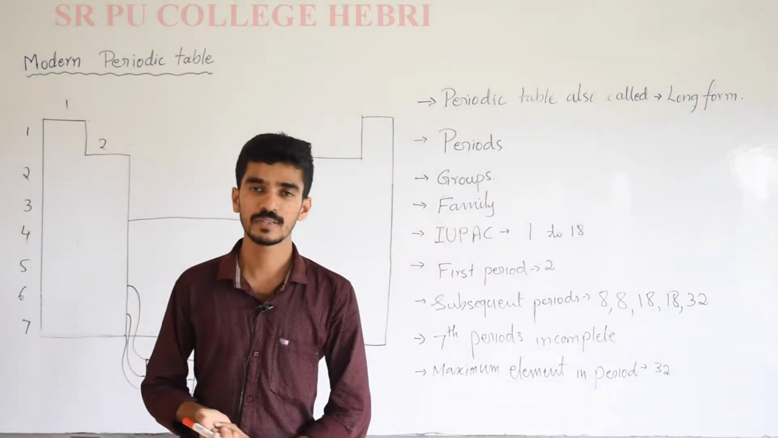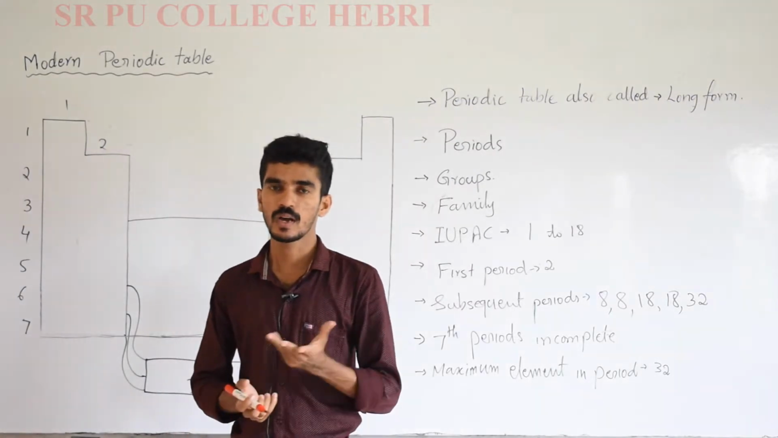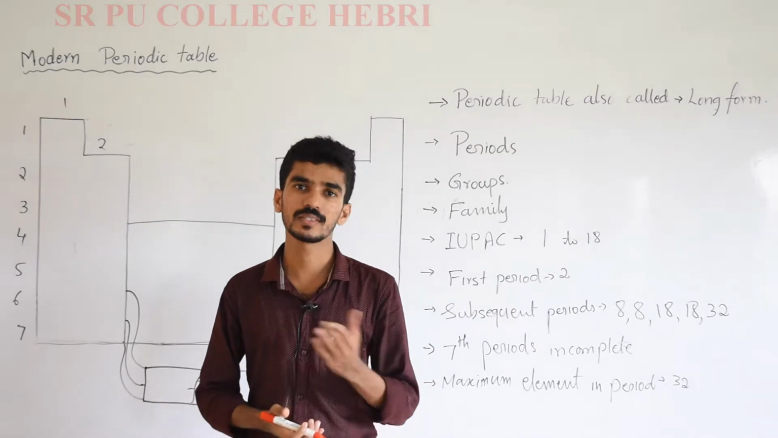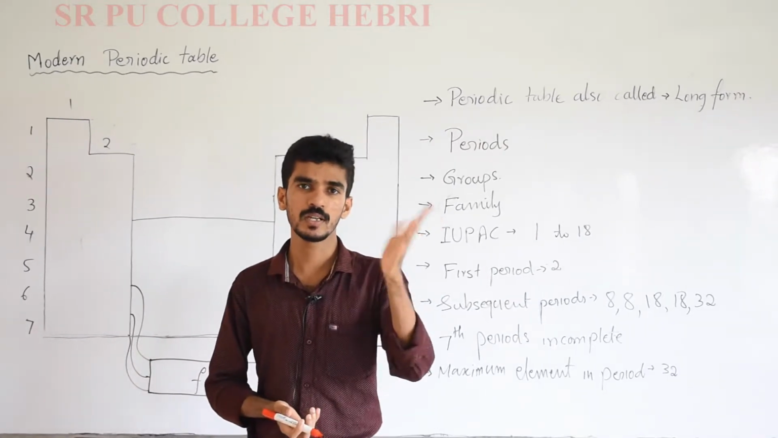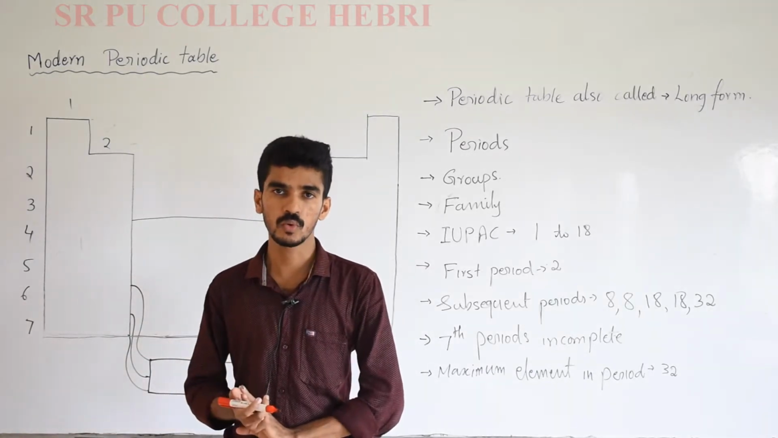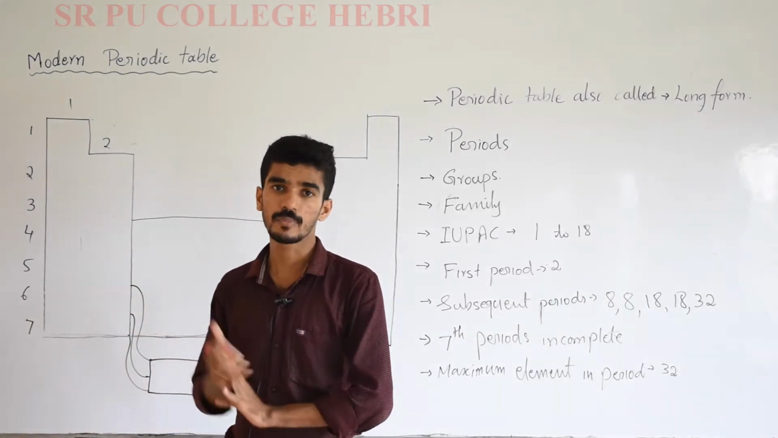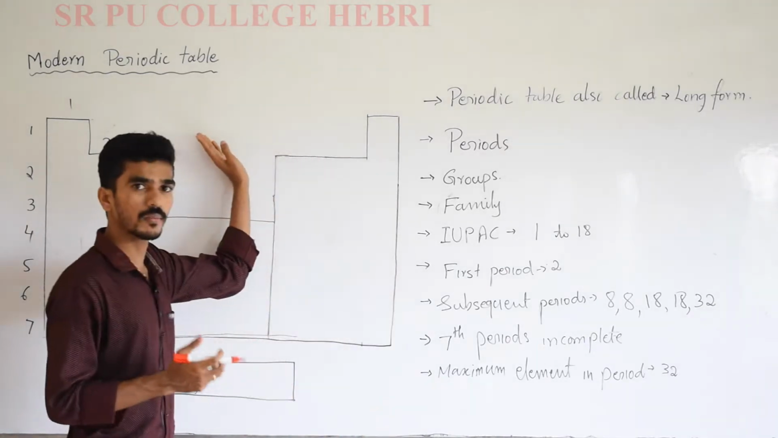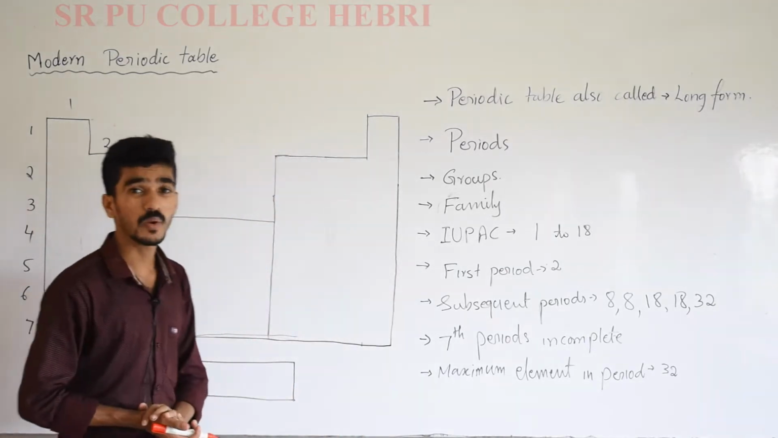Dear students, in the previous class we discussed the genesis of the periodic table, how the periodic table is built. It's a step-by-step process. Initially, very few elements were discovered. Now 114 elements are present in our periodic table. Now we'll move to the construction of the modern periodic table.